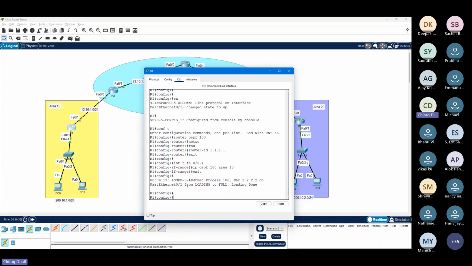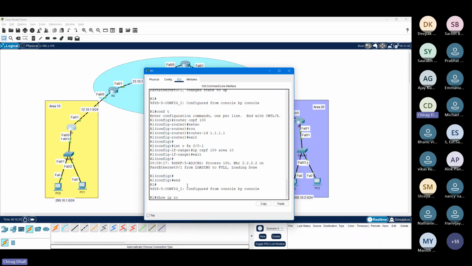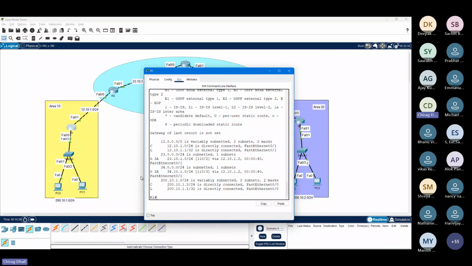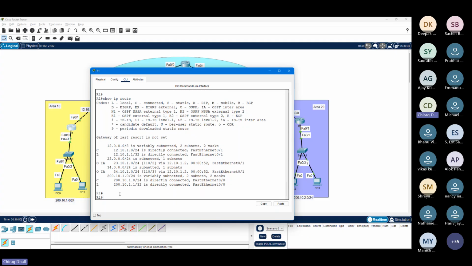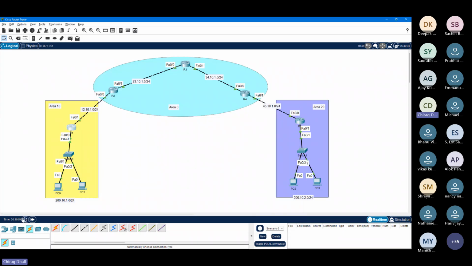I can check my routing table on router number 1, show ip route. I can see some OSPF IA routes getting installed. IA means inter-area routes. That means these routes are learned from a different area. Okay. So we'll wait for some time and after that we will test the communication.